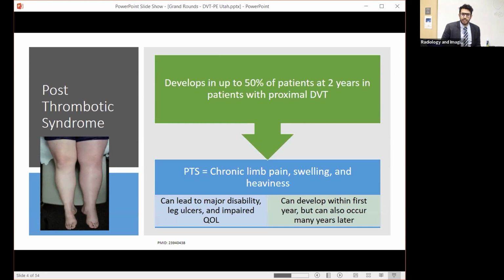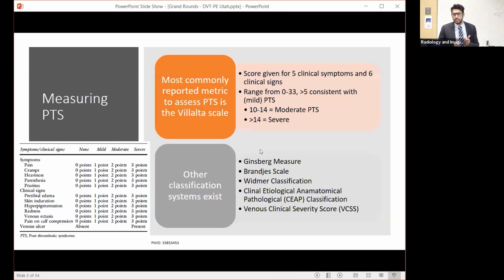So how do you measure PTS? It's graded through many different classifications, but the one we probably use the most is the Villalta scale. As we start talking about some of these studies, the Villalta scale is a method by which you take symptoms and clinical signs, put those together, and get a score. If you have a score greater than 5, it goes up to 30 something, I believe, you basically have PTS.